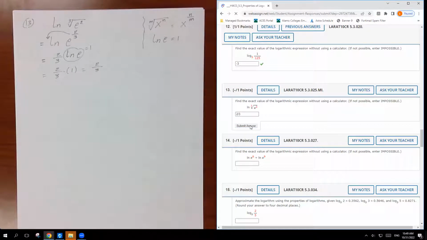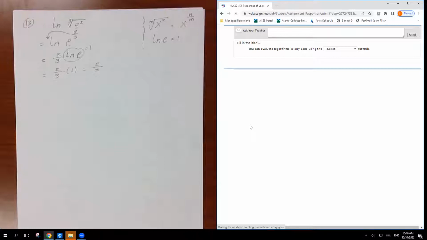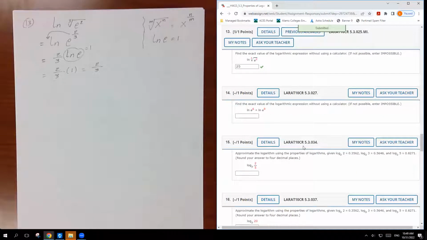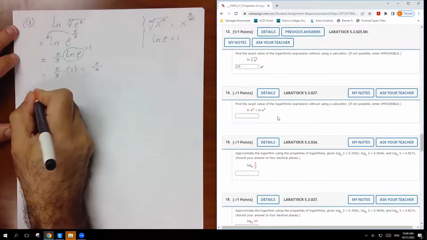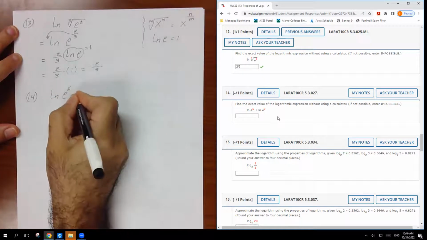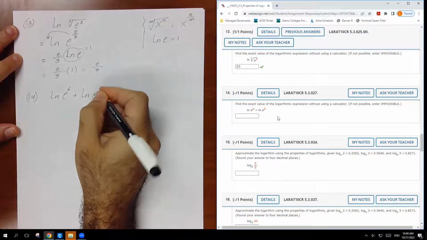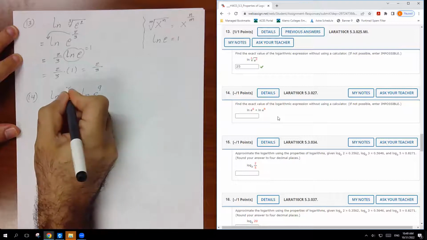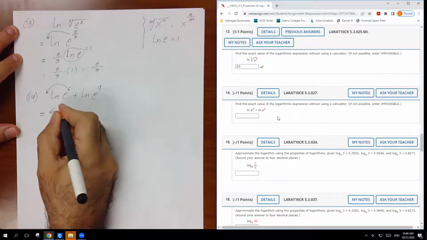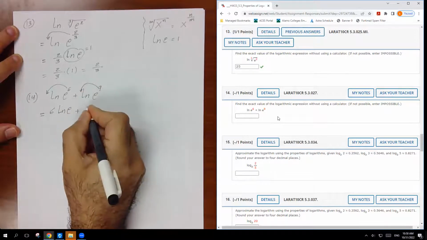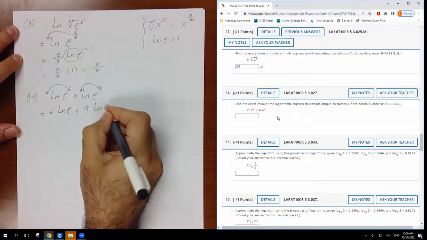You're going to do exactly the same thing with example 14. With example 14, we have ln e to the power 6 plus ln e to the power 9. So this one is going to be, I'm going to move the exponent here, 6 ln e plus, move the 9 here, so it's going to be 9 ln e.